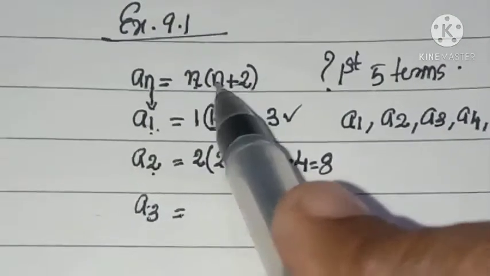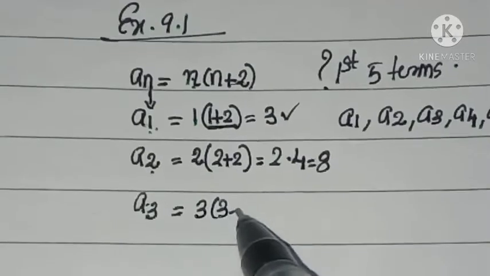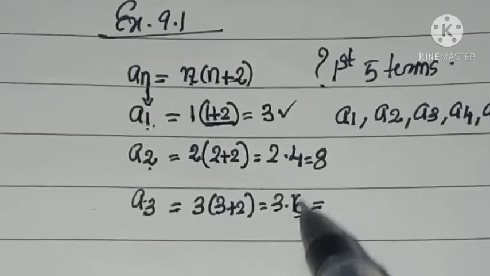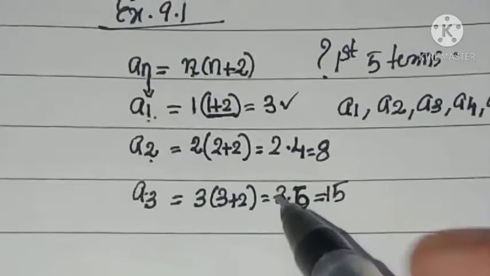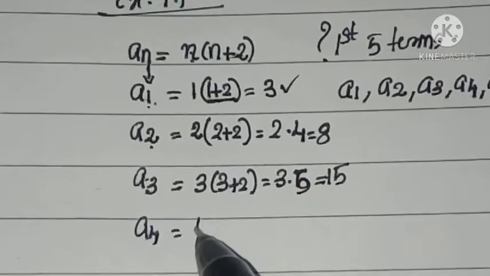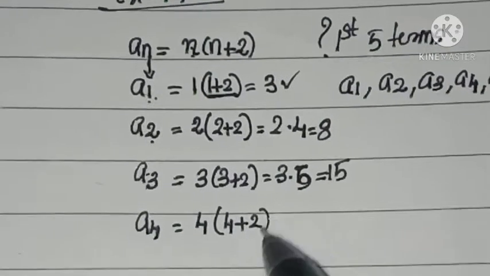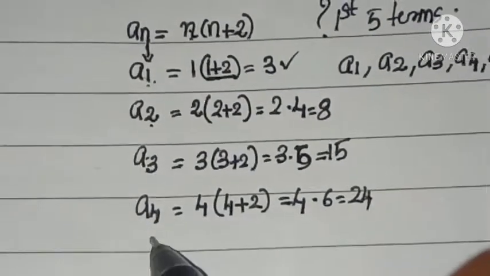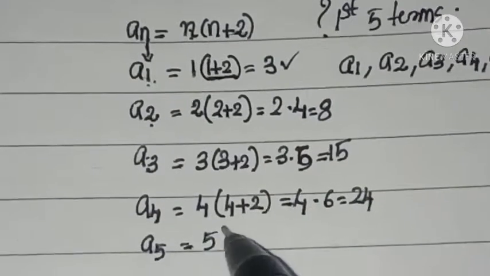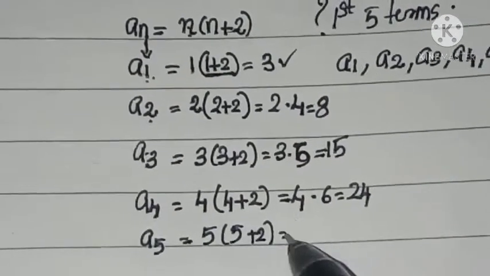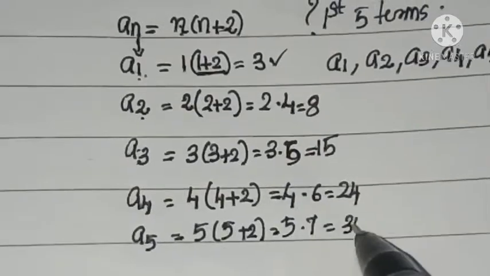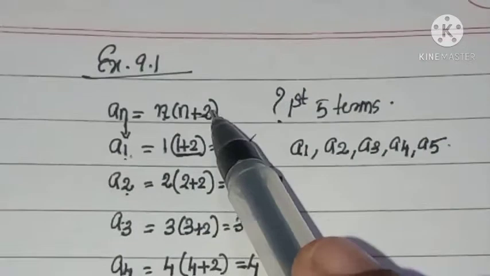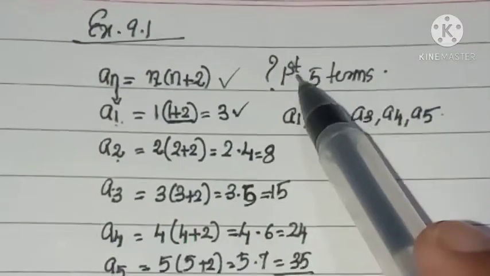Now third term a3. Put n equal to 3 here. 3 into (3 plus 2). Sorry, 3 into 5, 15. Now a4. Put n equal to 4. So 4 into (4 plus 2), that is 4 into 6, 24. Now fifth term a5. 5 into (5 plus 2), that is 5 into 7, 35. So simply put n equal to 1, 2, 3, 4, 5 in the given expression. We will get the first 5 terms.